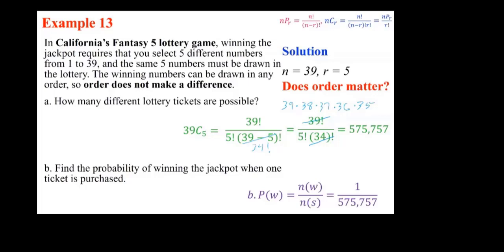Now, part B, sadly, the order of the animation wasn't right. So the probability of winning would be very simple: n of winning over n of S. There is only one way to win: come up with the 5 correct numbers. So 1 out of however many we got in part A, in this case 575,757 different ways. So 1 out of that would be the probability of winning. And we are going to move on to the next page.